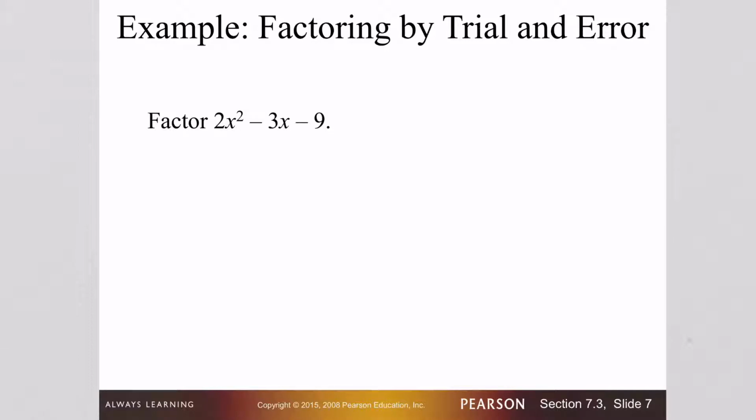So the first thing that you do whenever you start this off is multiply the first term times your constant term, and remember there's a minus sign in front of that 9. 2 times negative 9 is negative 18. If you don't write down that negative sign in front of the 18, you're not going to get this problem correct, I promise you.